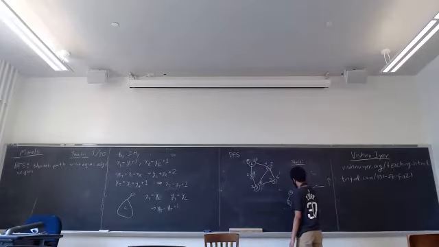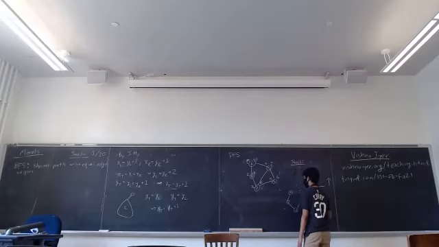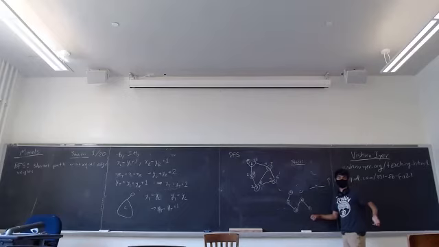A, B, C, D, E. Oh, no, this is D. Excuse me. This forms a tree. Okay. Does that make sense? Why does it form a tree?